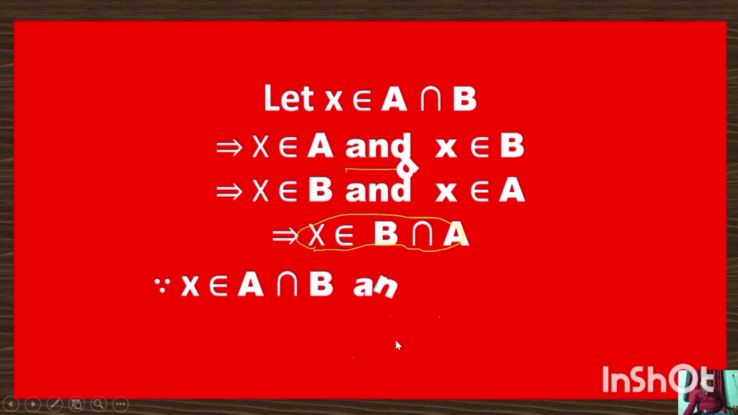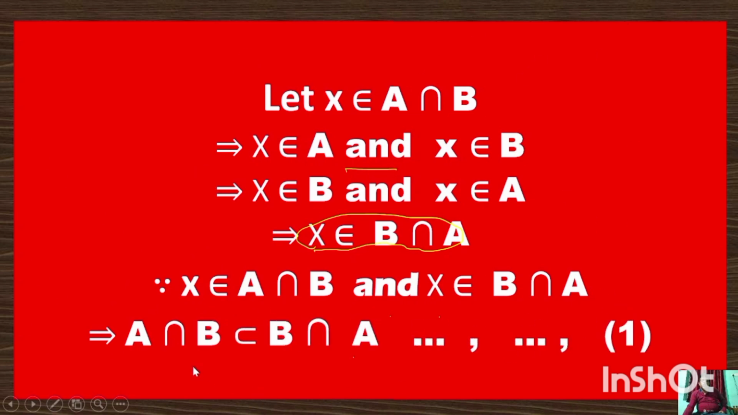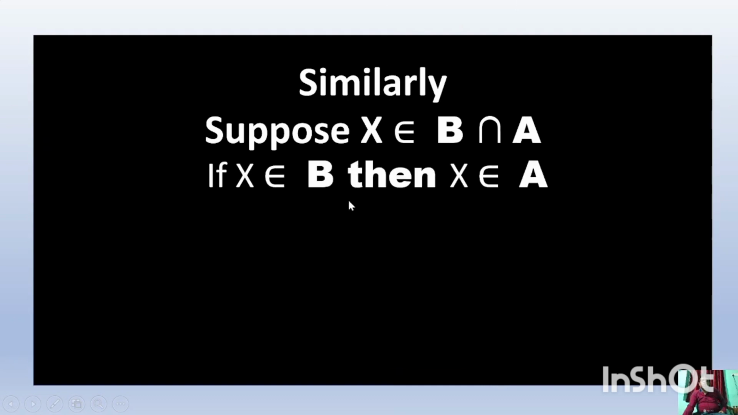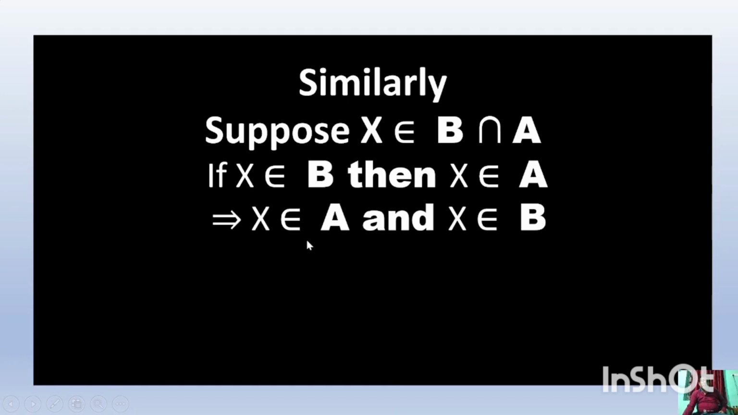Clear? Thus, it is clear since X belongs to A intersection B and X belongs to B intersection A. Thus A intersection B is a subset of B intersection A. Similarly, suppose X belongs to B intersection A. If X belongs to B, then X belongs to A, and X belongs to A and B. X is the common element of both sets A and B, right?